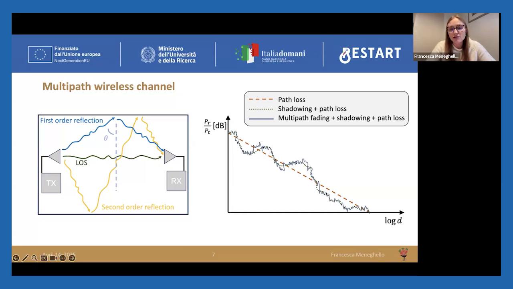The shadowing is due to the absorption of the energy of the signal by different objects that are in the environment. And at the end, the combined effect of the path loss, the shadowing, and the multipath fading is the one in blue here in the figure.